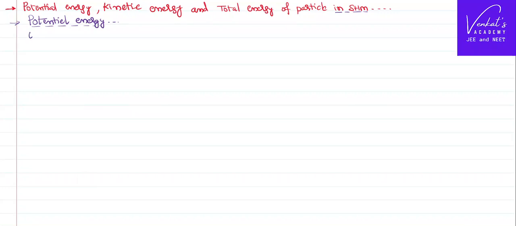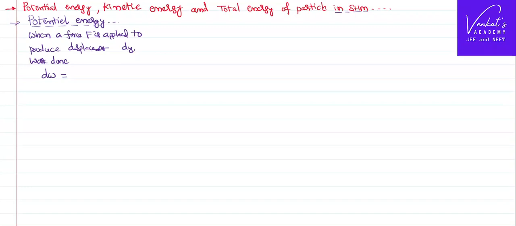So let us consider that. When a force F is applied to a particle in simple harmonic motion to produce a small displacement dy, we must have done some work. As the displacement is small, the work done is also small, so I'm calling it dW. Work done is force into displacement. Of course, it is done against the force, but we are not putting a negative sign because here we intend to find only a magnitude.